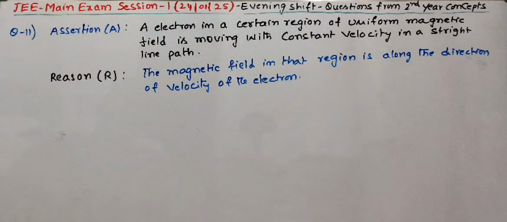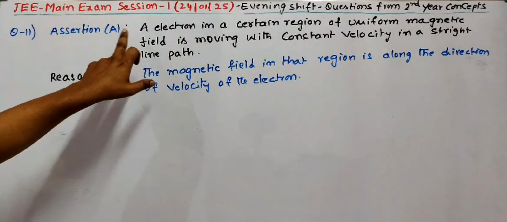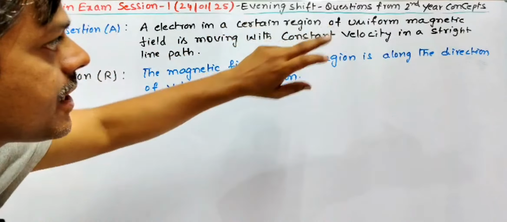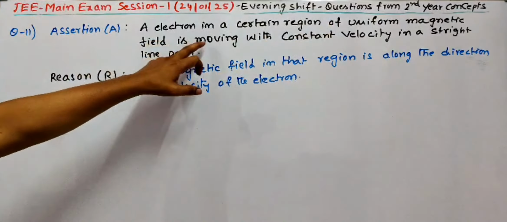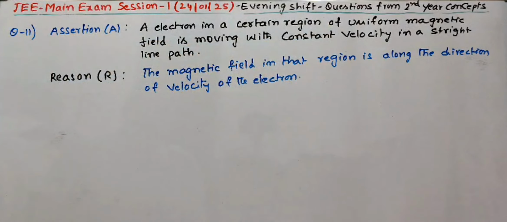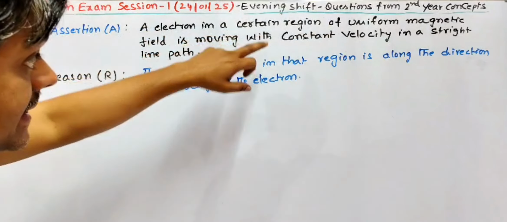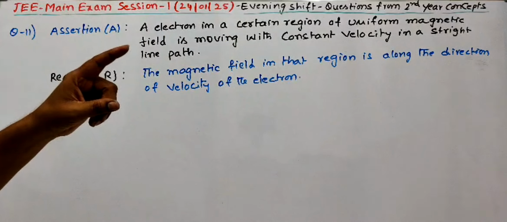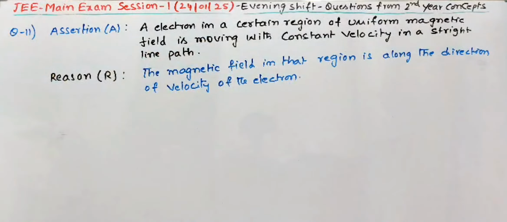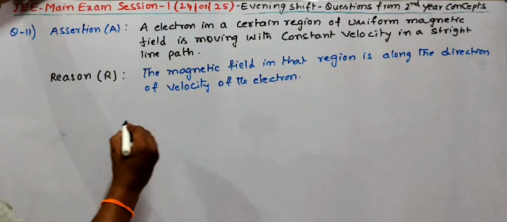Right. The 11th question, assertion and reason type. What is given to us? Assertion: an electron in a certain region of uniform magnetic field is moving with constant velocity on a straight line path. Electron in a certain region of uniform magnetic field is moving with constant velocity in a straight line path.